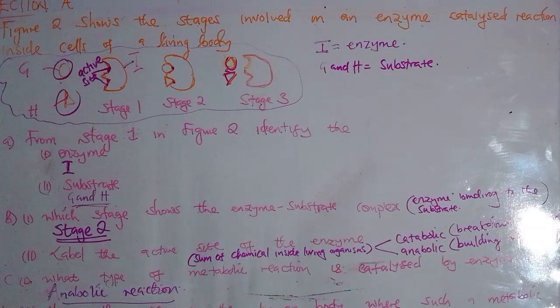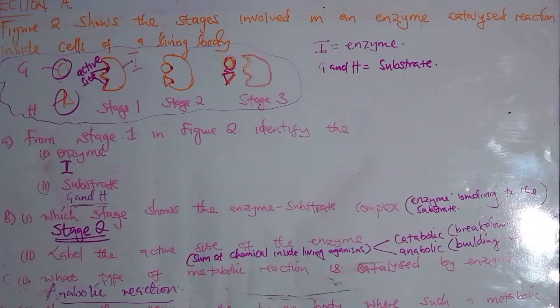So moving on to the next question, which says, name the region in the human body where such a metabolic reaction in C1 above occurs. So now they're asking us, which region of our body does anabolic reaction take place? There are a lot of regions in the body where anabolic takes place, but in this video I'll just talk about 2. So the first one is the muscles.